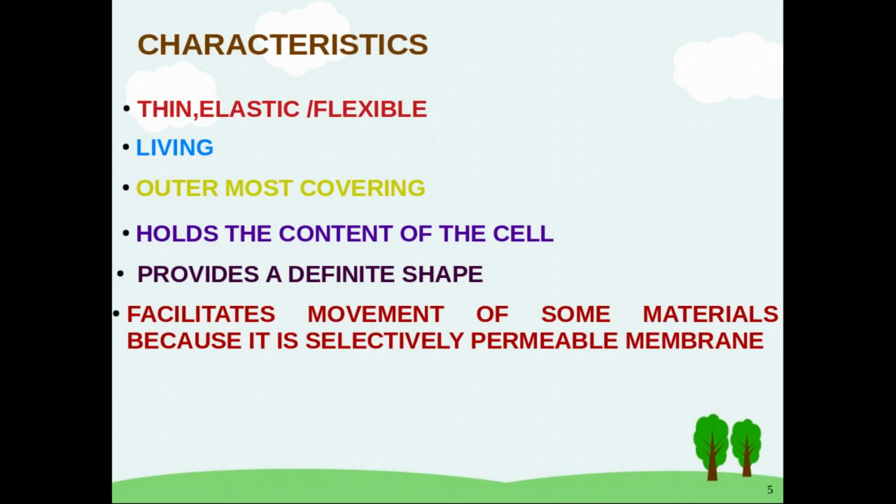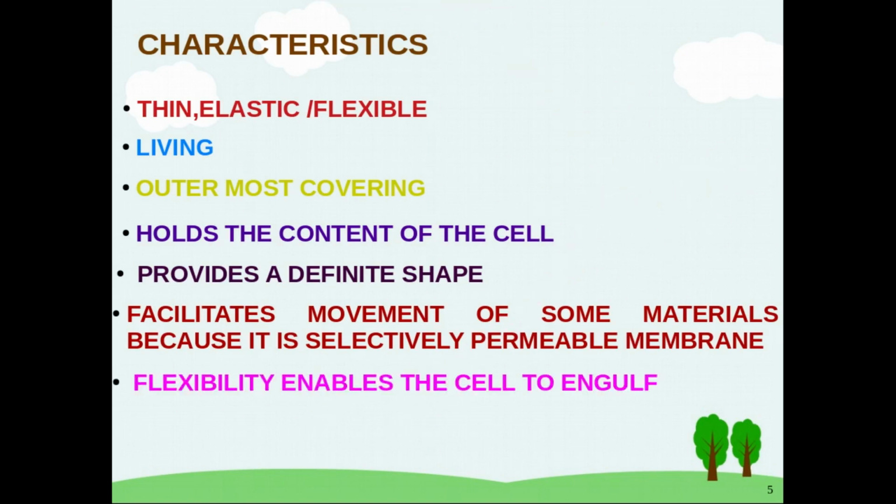It facilitates movement of some materials because it is a selectively permeable membrane. It allows the exchange of only specific substances between different cells and the environment. The property of the cell membrane of permitting only specific substances is called selective permeability.